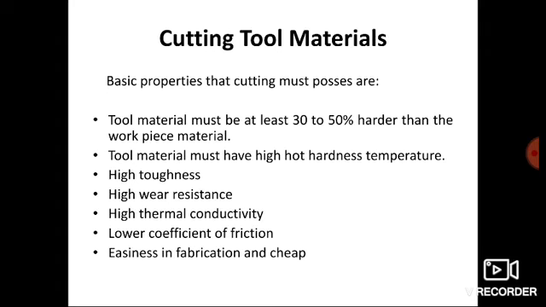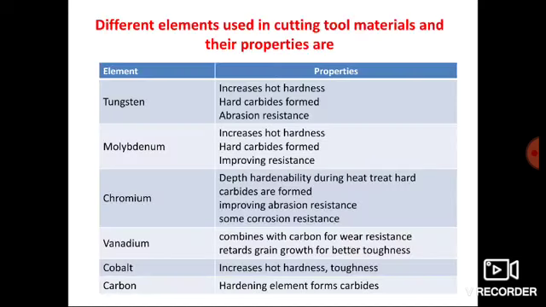Then lower coefficient of friction, as there is a friction in between cutting tool and the workpiece, but the cutting tool should offer low friction. Then easiness in fabrication and cheap. So the cutting tool material should be cheap, because if it is costly, then the cost of production will get increased, and ultimately the cost of product will get increased. So the cutting tool material should be cheap. And easiness in fabrication, so you should be able to fabricate it easily. So these are some properties that the cutting tool material should possess.